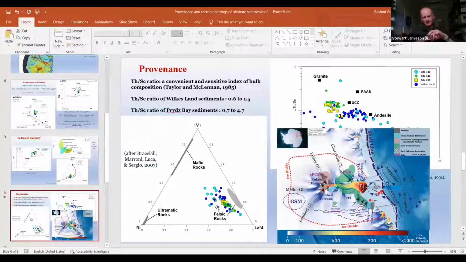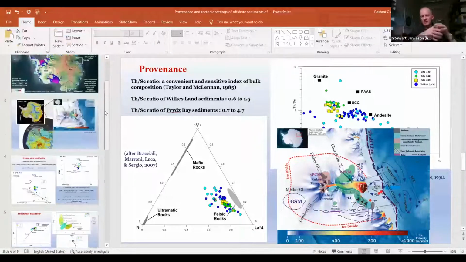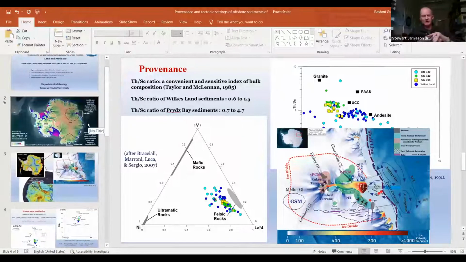Okay, so that's interesting, because it maybe means that the flow pattern of the ice sheet hasn't changed too much over that time, and the material it's picking up, or the place it's been picking up material, hasn't changed too much over time. So thank you for that.